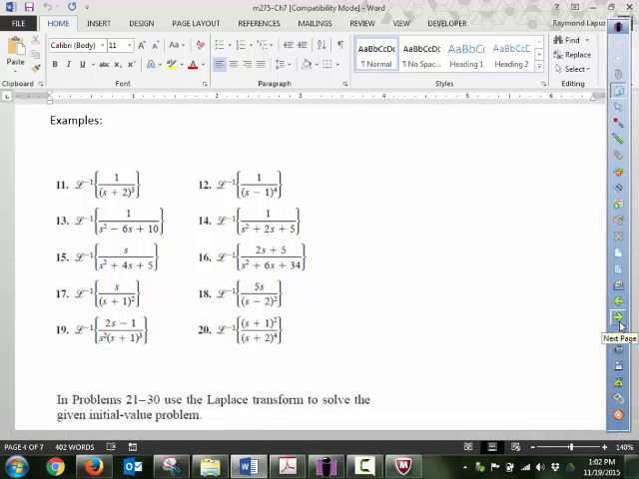Pick a number between 11 and 20. Anybody? 16.